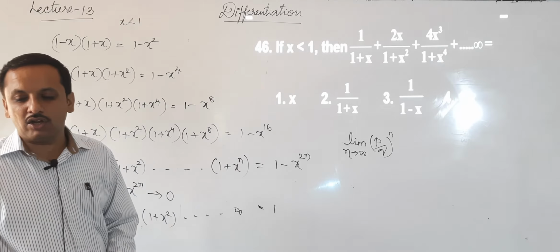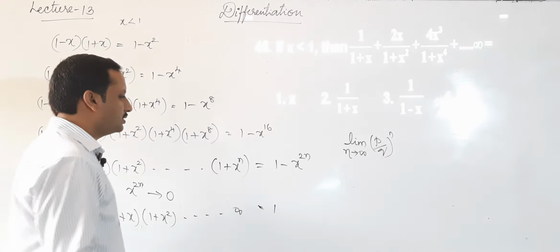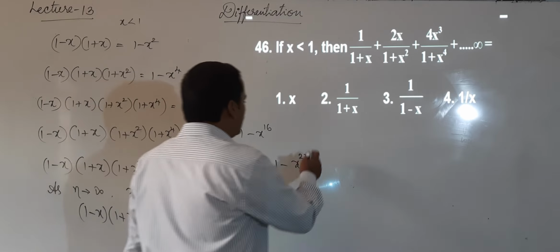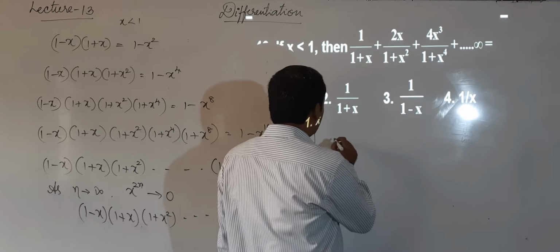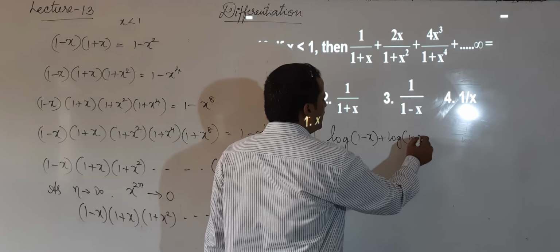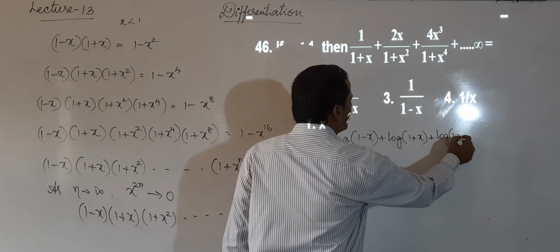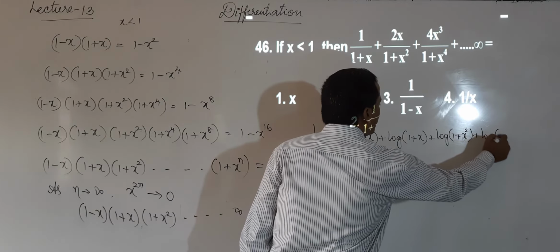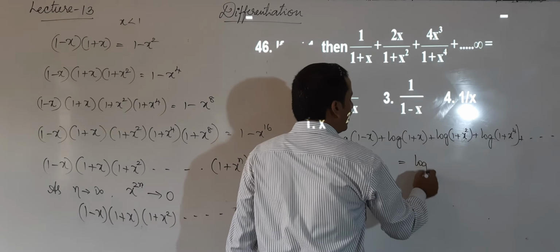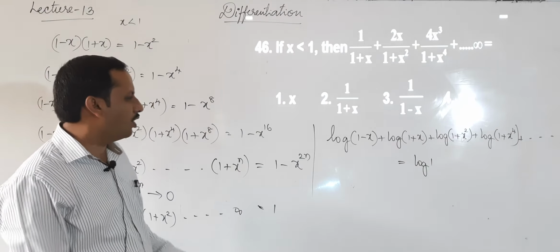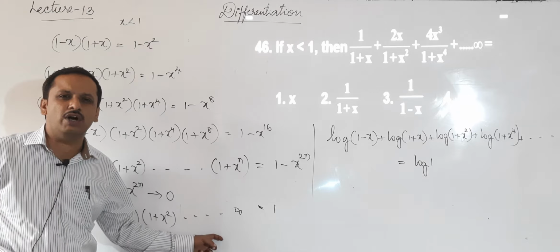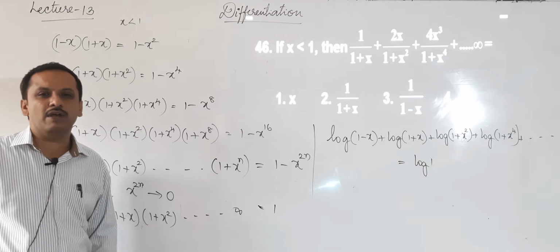Okay? Now I will take log on both sides. Taking log on both sides, what will happen? Log 1 minus x plus log 1 plus x plus log 1 plus x square plus log 1 plus x power 4 and so on. On RHS we have log 1. Okay? So log 1 minus x plus log 1 plus x plus log 1 plus x square plus log 1 plus x power 4 and so on up to infinity is equal to, on RHS you have log 1.